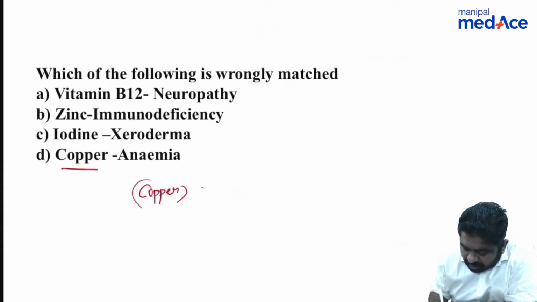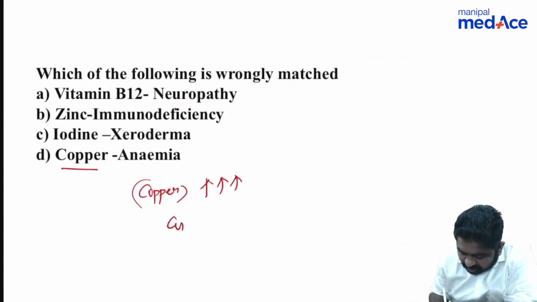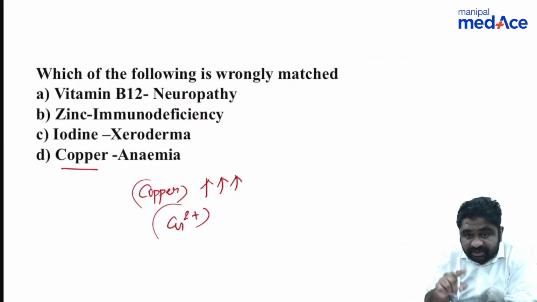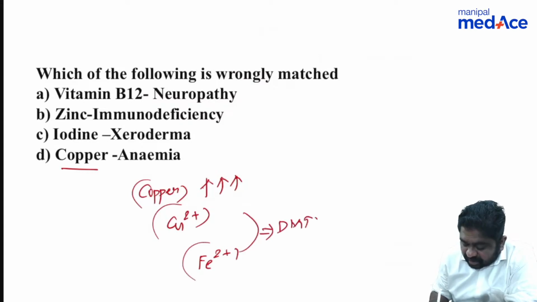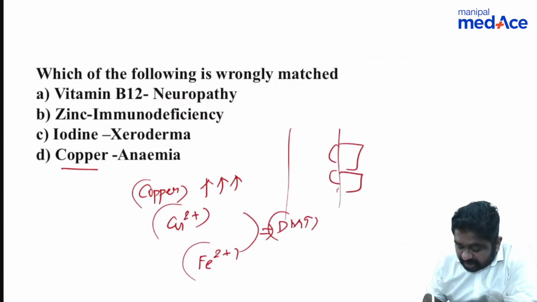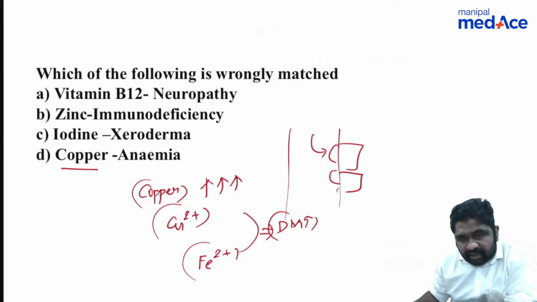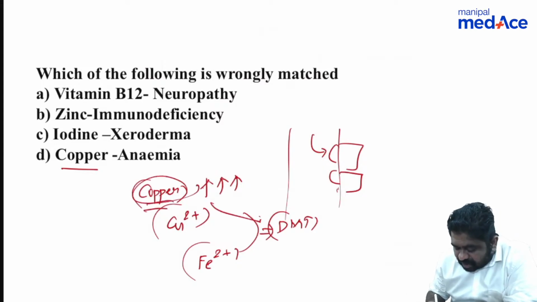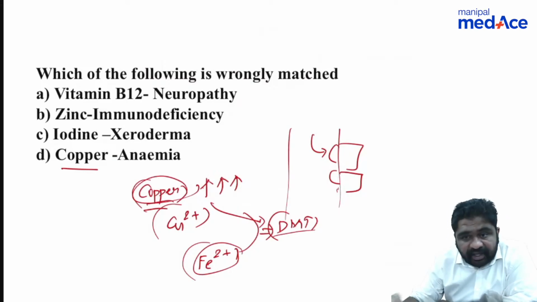when copper is in excess, the copper in the form of Cu2 plus, which is cupric, will compete with Fe2 plus for the divalent metal transporter present on the luminal surface of the epithelial cell. The epithelial cells contain DMT, which will carry the divalent metals into the epithelial cell. But if copper is in excess, then copper will compete with the Fe2 plus for absorption, because of which you may have anemia. So it can block the iron uptake.